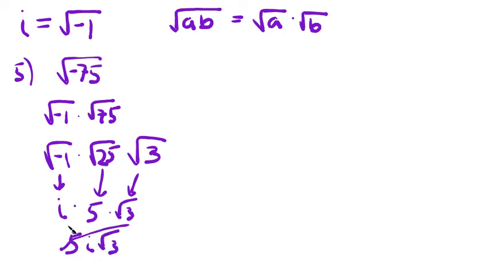Oops, didn't want to do that. See if I can undo that. No, I cannot undo that. Well, you get the idea. You know what the answer is supposed to be. So your answer is 5i root 3. Okay, that's it.